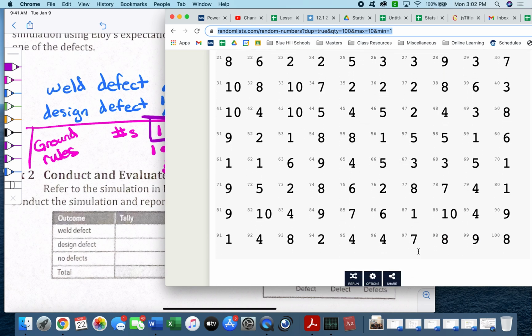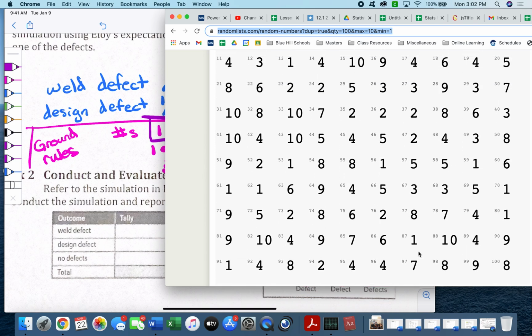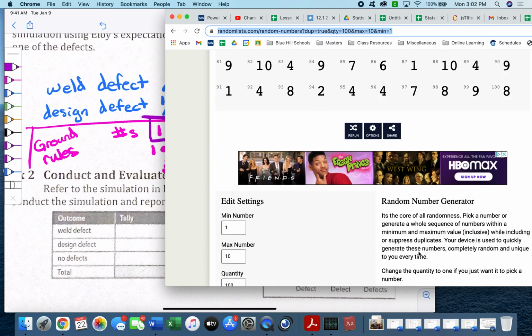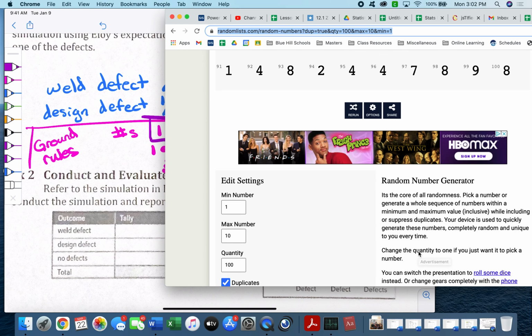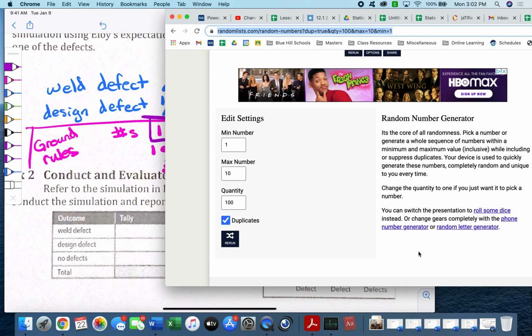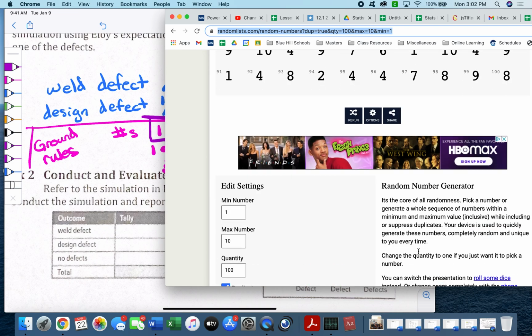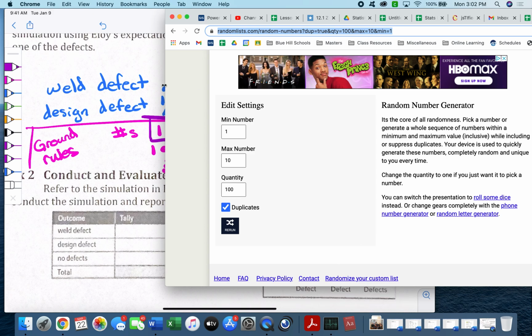And what I'm going to do is, you guys have access to this random number generator because you're going to need it for your homework assignment. It is on the Google Classroom page, so if you got an email from me, that's what it was. And it has this thing down here, and you're going to scroll all the way down to the bottom, and we're going to edit the settings, okay?